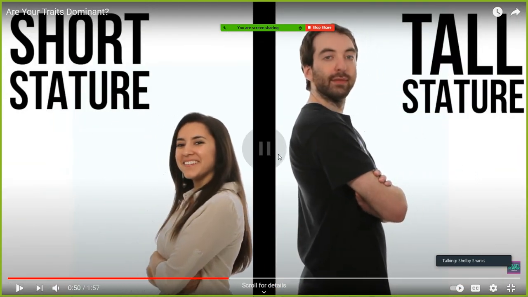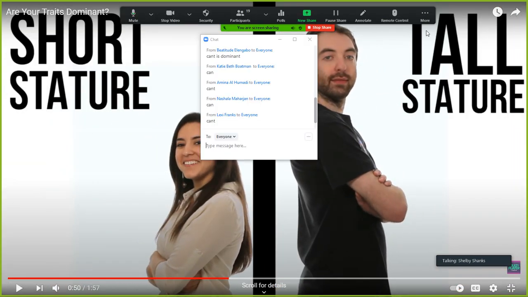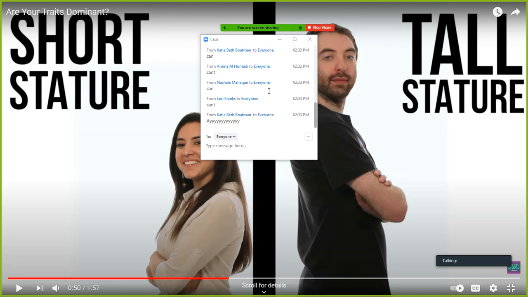All right, tall stature or short stature? Remember, it's not always the most common one. I'm not saying this to trick you up, because some people may think, oh, we have more tall people in the world, I guess that's dominant. Or we have more short people in the world, I guess that's dominant.